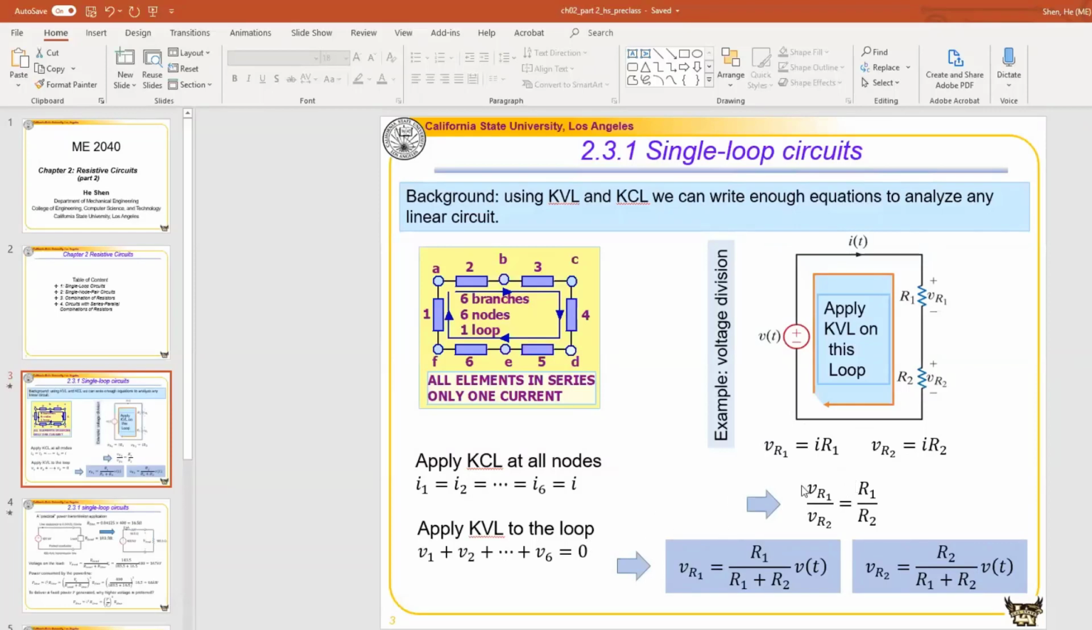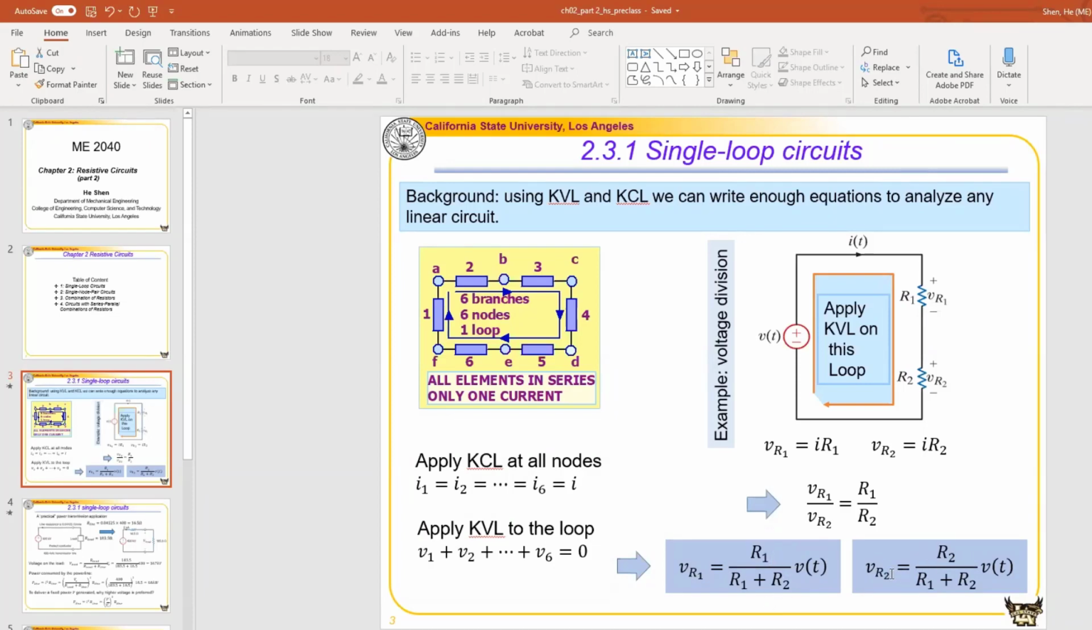So combining the two, VR1 plus VR2 is equal to V, and VR1 over VR2 is equal to R1 over R2. We can find VR1 is equal to R1 divided by R1 plus R2 times V. And similarly, VR2 is equal to a similar form, but with R2 in the numerator.